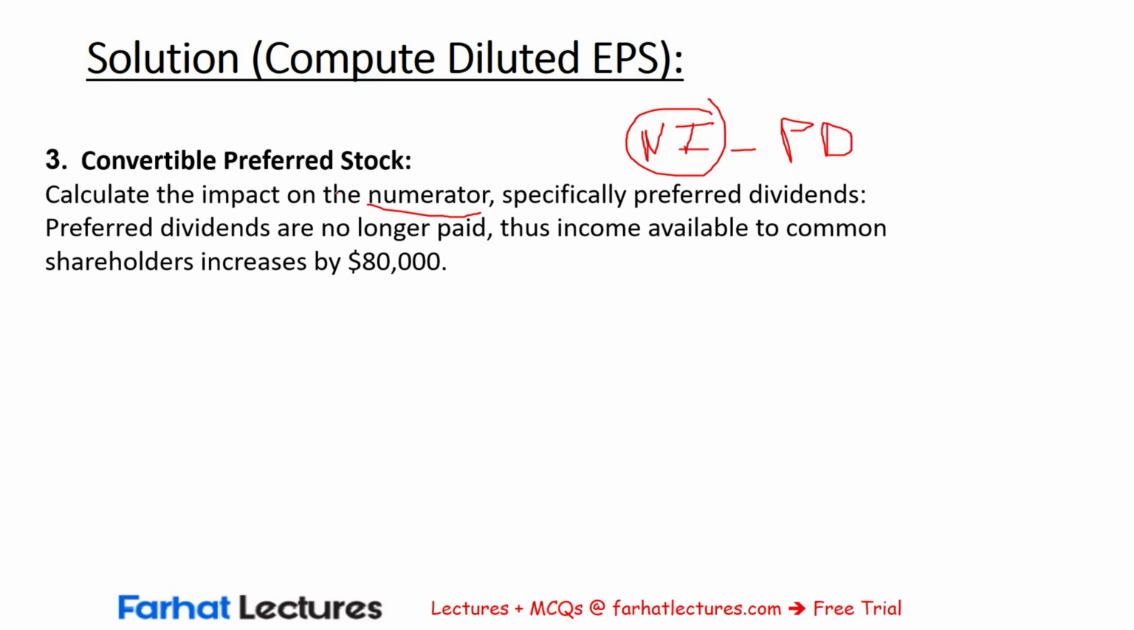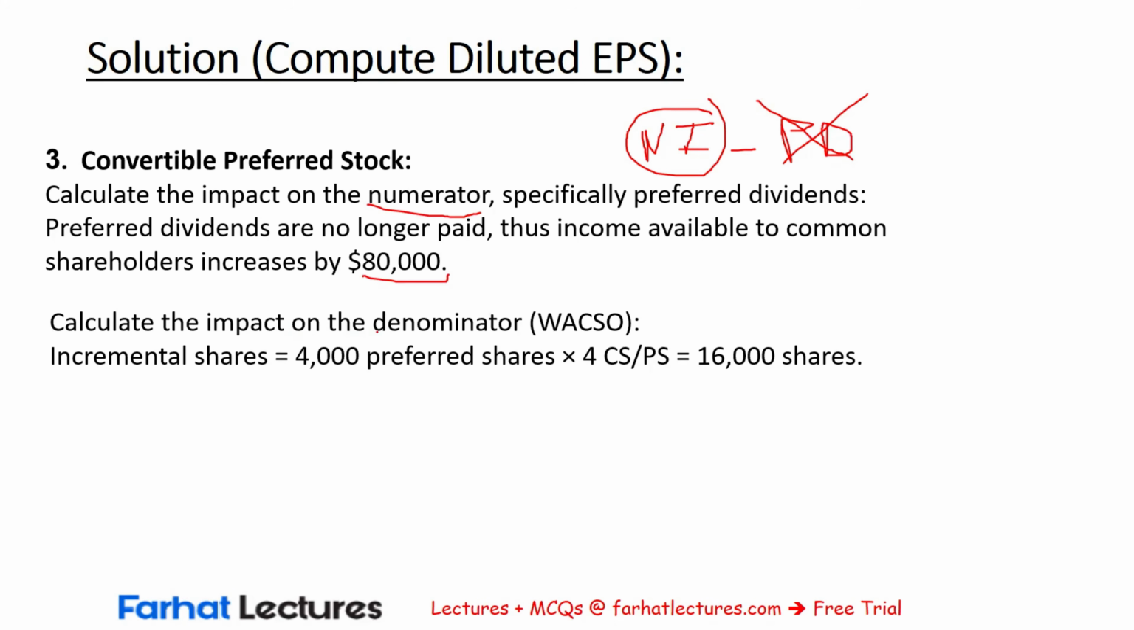But by converting to common stock, the company can avoid paying the preferred dividends, and the whole net income would be available to common shareholders, including the newly converted shareholders. So, assuming the preferred shareholders convert to common stock, preferred dividends are no longer paid, thus income available to common shareholders increases by $80,000. There's no consideration of tax here because equity is not taxable. The preferred dividends are not taxable.